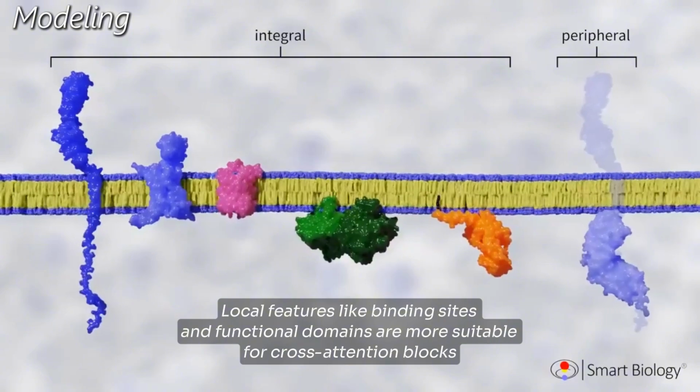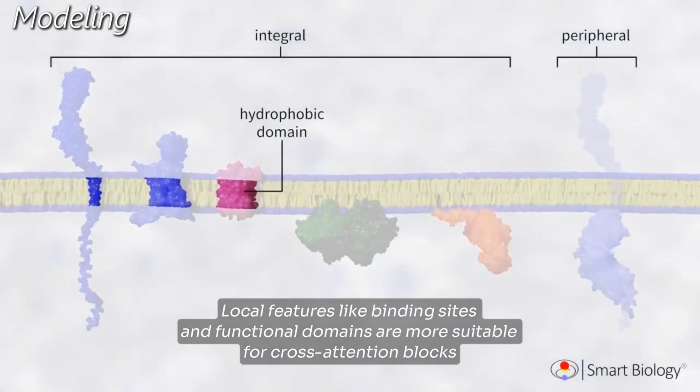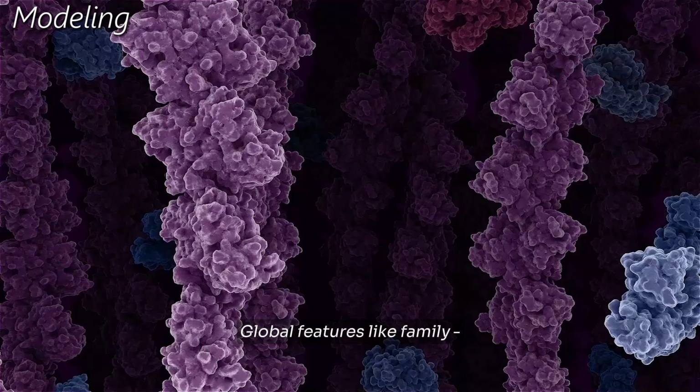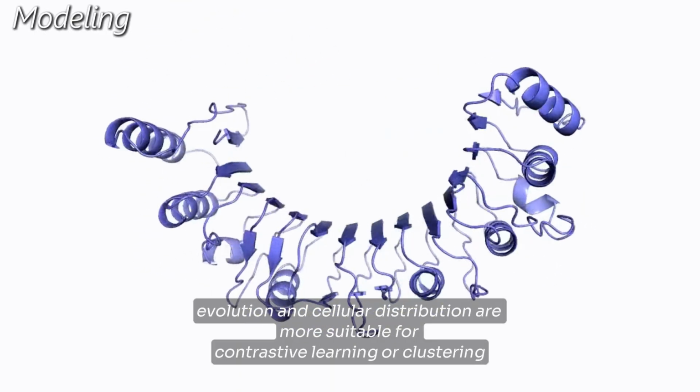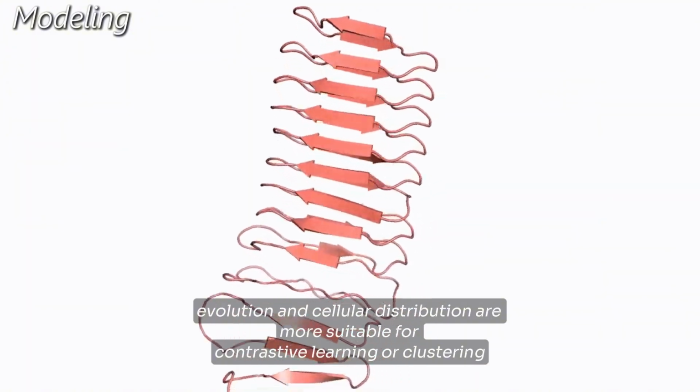Local features like binding sites and functional domains are more suitable for cross-attention blocks. Global features like family, evolution, and cellular distribution are more suitable for contrastive learning or clustering.